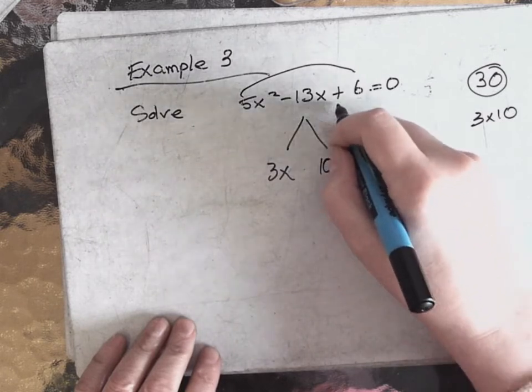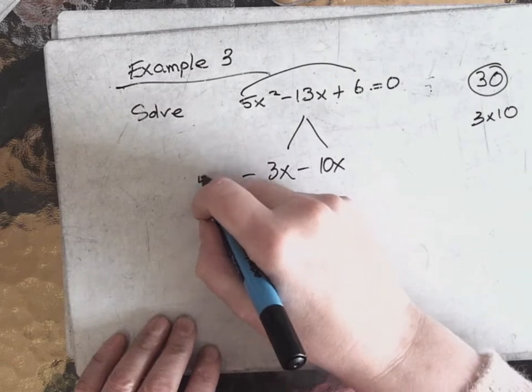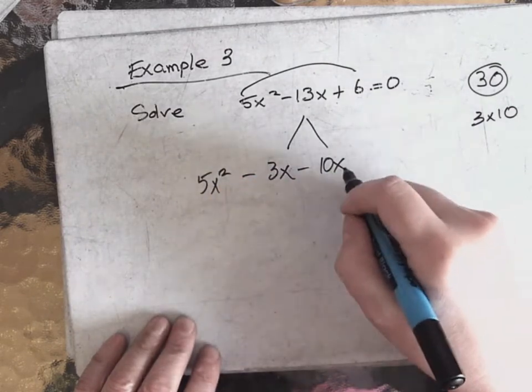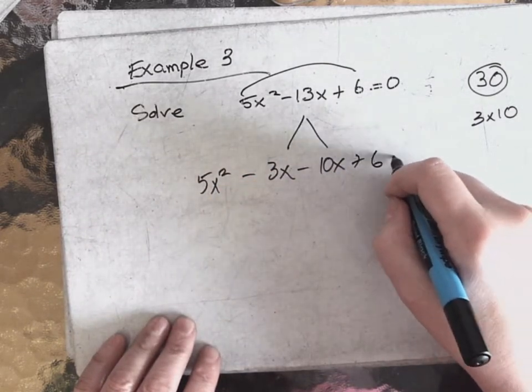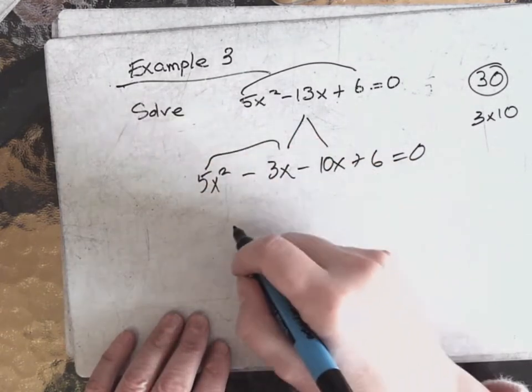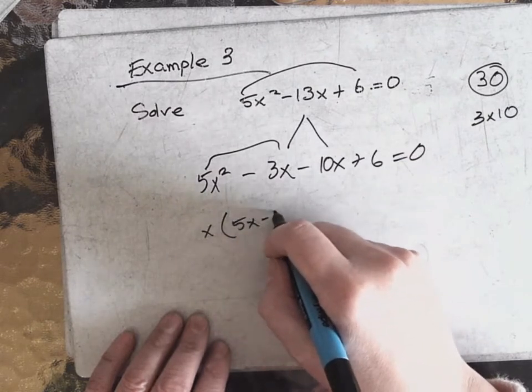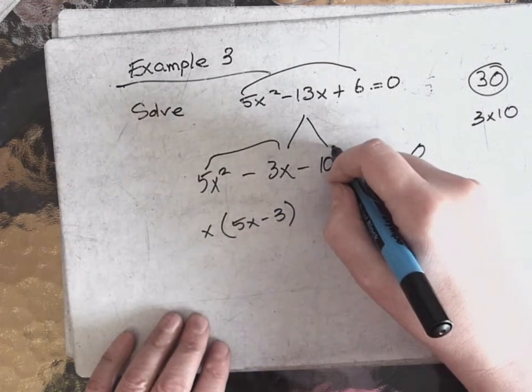A plus means I'm giving them the same sign, over here means I'm giving them both a minus. So it's 5x squared, plus 6 equals 0. Okay? So out of the first two, you take out what's common. There's an x common, so you get 5x minus 3.